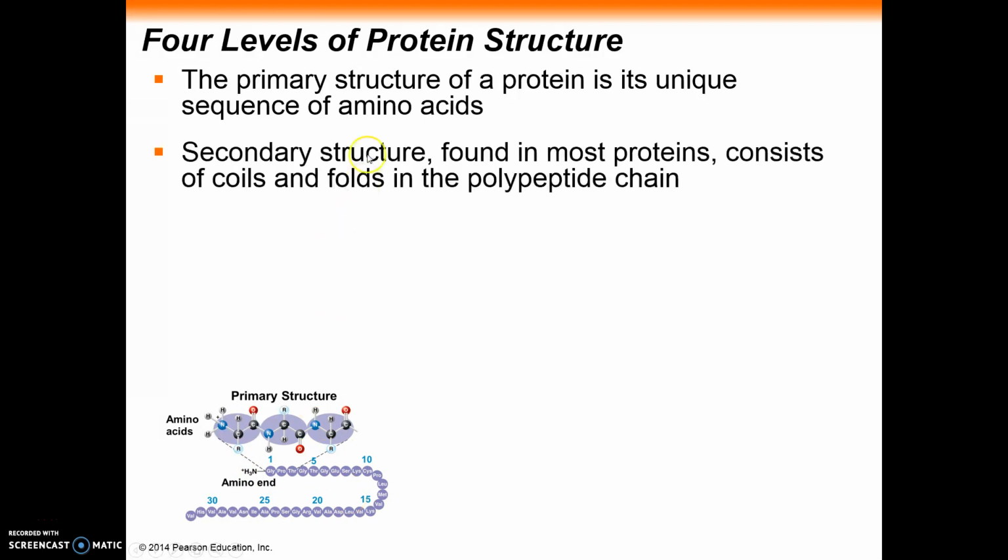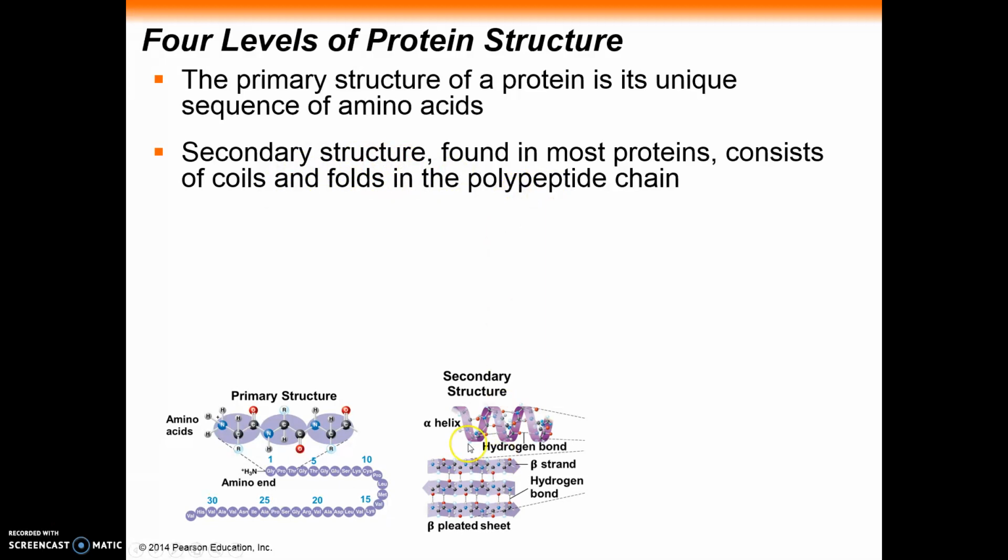The secondary structure is referring to various coils and folds within the polypeptide chain. So here there are a couple of structures that tend to form on their own, something called an alpha helix and something else called a beta pleated sheet. These structures depend upon hydrogen bonds within the backbone itself, and these structures tend to form independently.